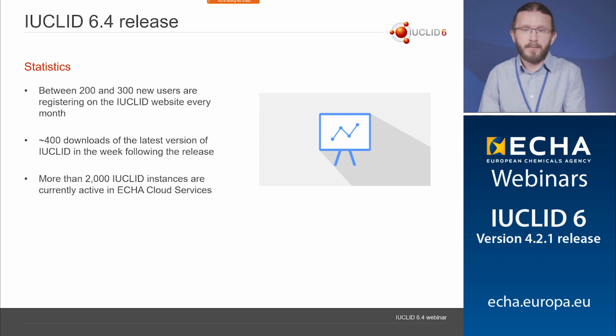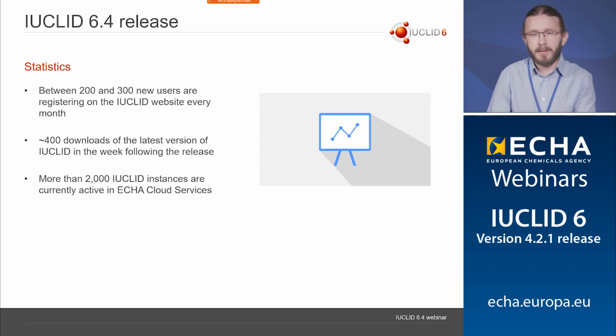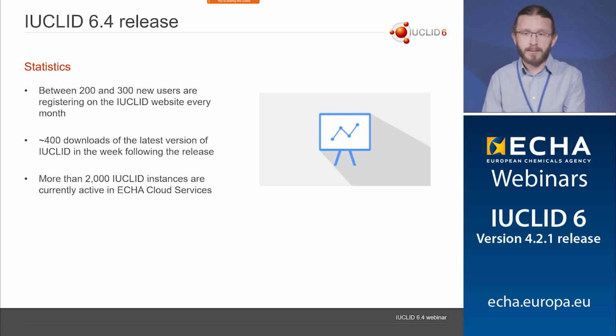Some statistics now for the Euclid 6.4 release and the number of Euclid users. We count between 200 and 300 new users of Euclid registering on our Euclid websites every month. This is always the type of number of users we get regularly. We noted also 400 downloads of the latest version of Euclid 1 week following the release.